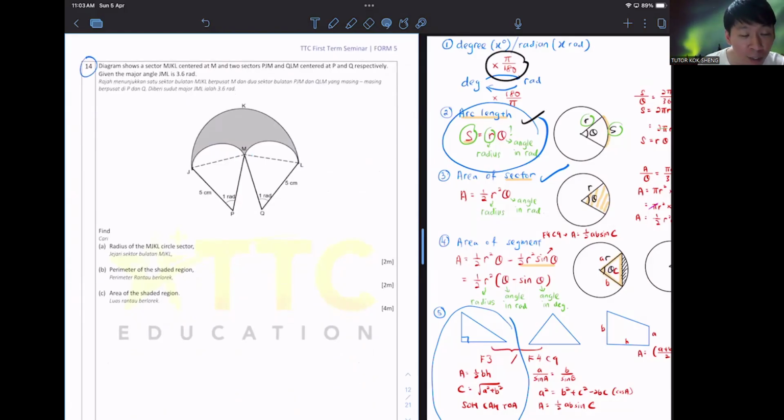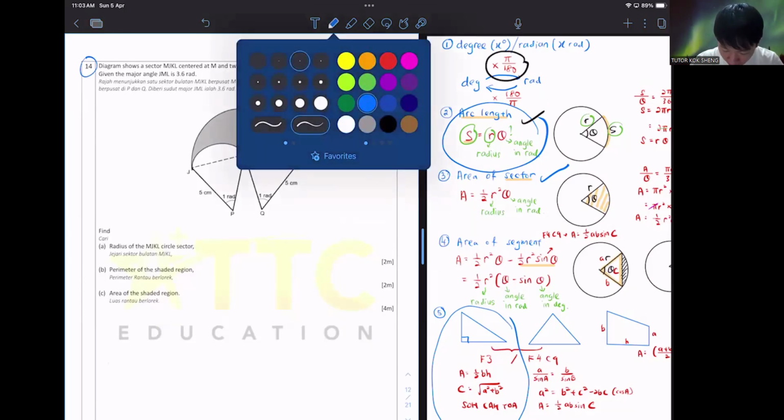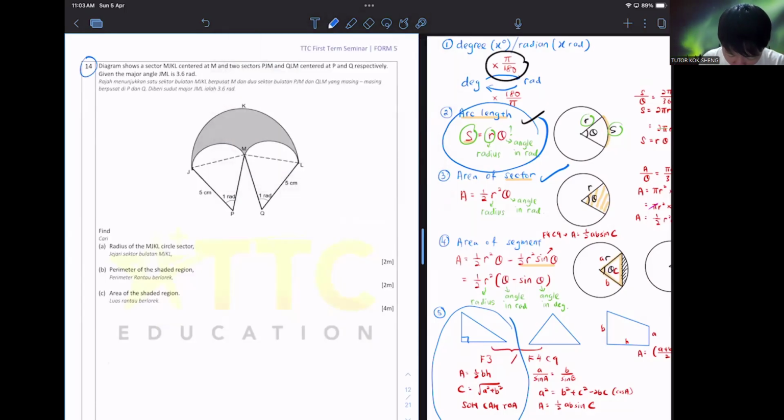The shaded part there looks like a parachute. Okay, 14. The diagram shows a sector MJKL, center at M. This is a sector.